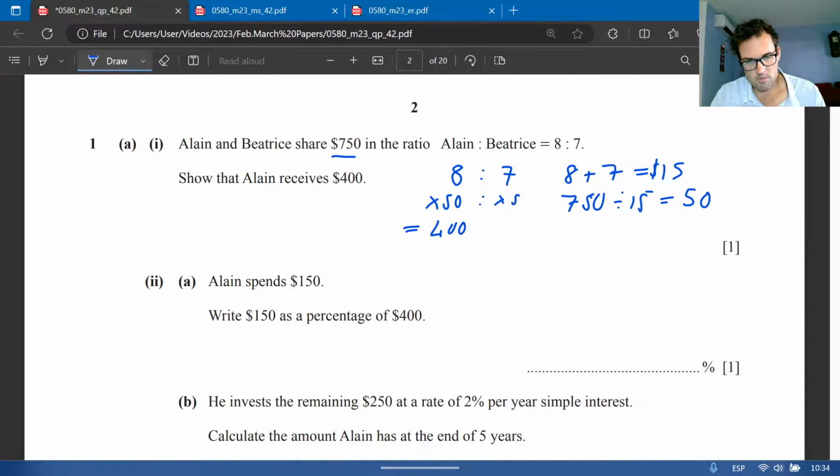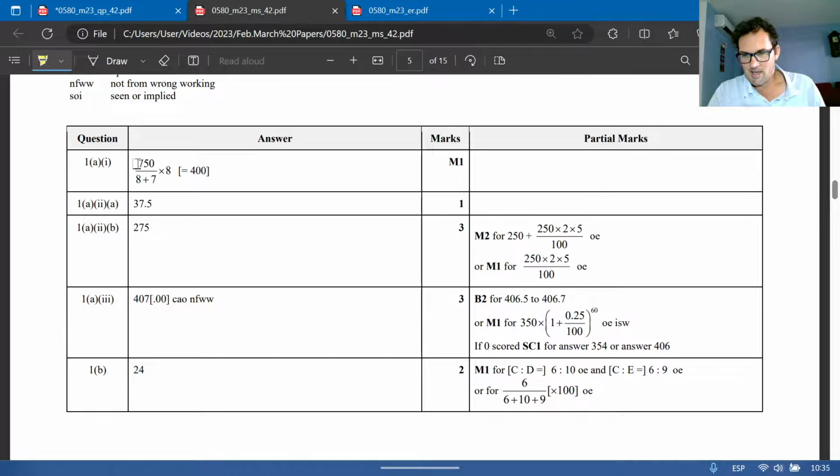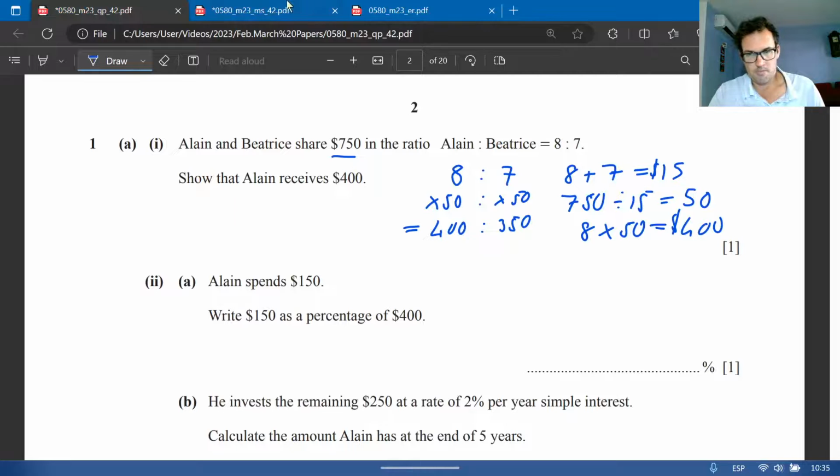And 50 times we need to give Beatrice $7. Well, that would be 350. So there you go. Elaine gets 400. So the calculation really over here was 8 times 50, which is $400. They know that you know the answer is 400. They really just want to see this calculation in that form. So they want to see 8 plus 7, then you divide the answer into 750 and then multiply by 8, and you get 1 mark.